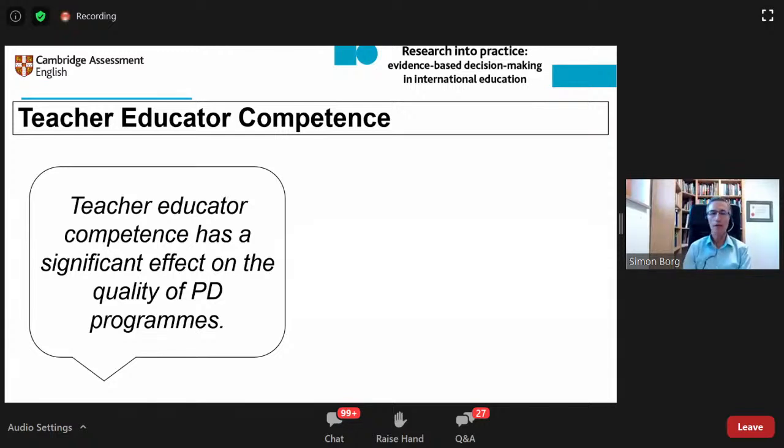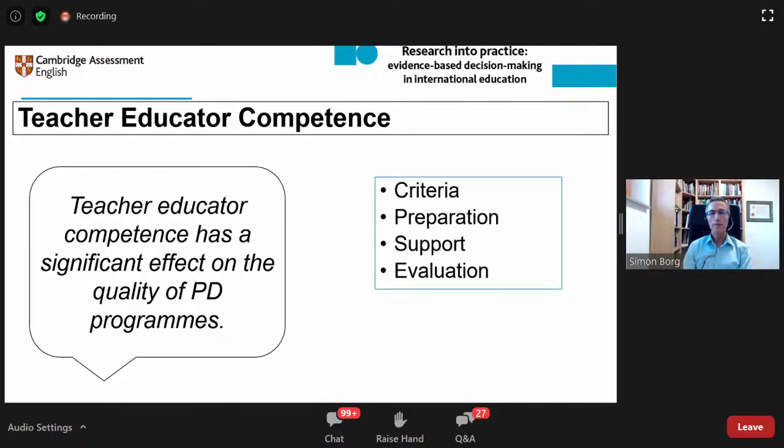And very often I work on programs where the centrality of teacher educators isn't sufficiently well recognized, and not enough thought has gone into the profile of teacher educators and the implications of teacher educators for program outlines. So it is very important when we're designing programs to think about the kinds of criteria that teacher educators need to meet, the kinds of preparation that they're going to need for their role, the kinds of ongoing support they're going to require during the job, and also importantly, how the effectiveness of their work as teacher educators is going to be evaluated.